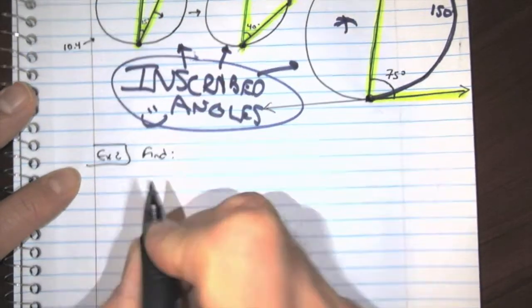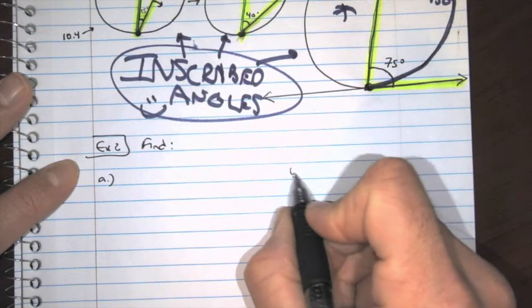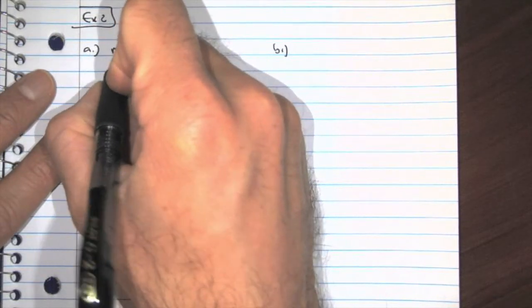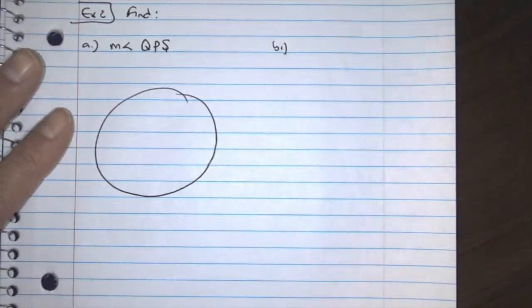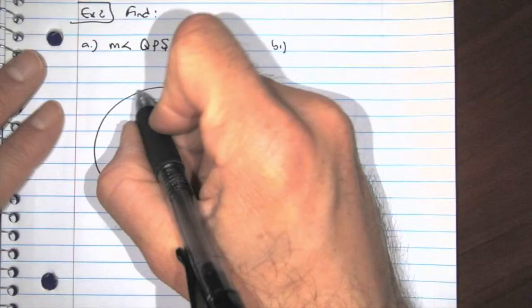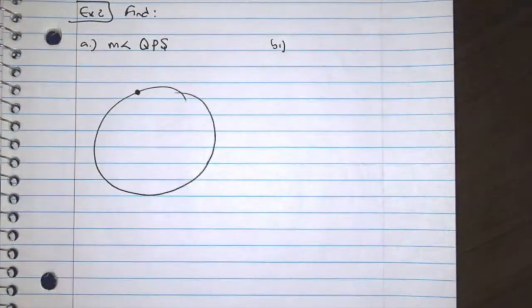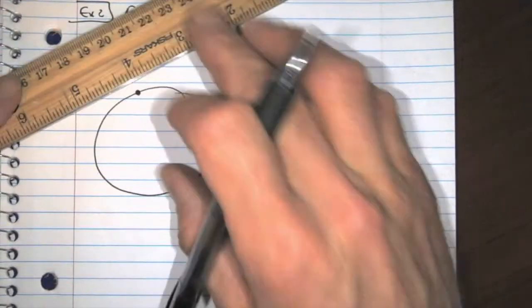I'd like you to find... We'll do A right here. We'll do B right here. I'd like you to find the measure of angle QPS. Circle. I don't need a center. I do need a point of tangency. And I do need a tangent line.